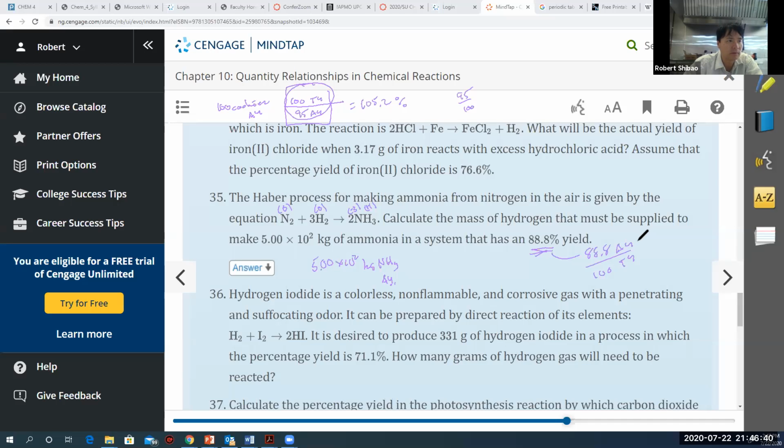And so this is actual yield of grams of ammonia versus theoretical. So for every 100 grams of ammonia that I set out to make, I'm only going to recover 88.8 grams actually. And so here I go from kilograms to grams. And then once I have grams of ammonia actual yield, then I'm going to use this. But I have to flip it upside down because I have 88.8 grams of ammonia actual yield for every 100 grams of ammonia theoretical yield. And so once I get that, then I can go into my stoichiometry. I'll just go grams of A to moles of A, moles of A to moles of B, moles of B to grams of B.